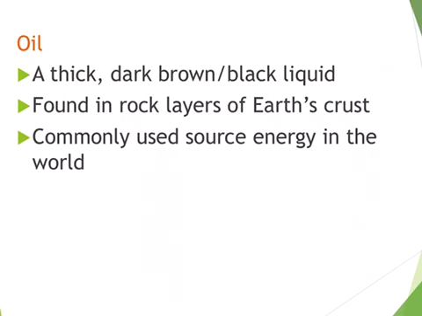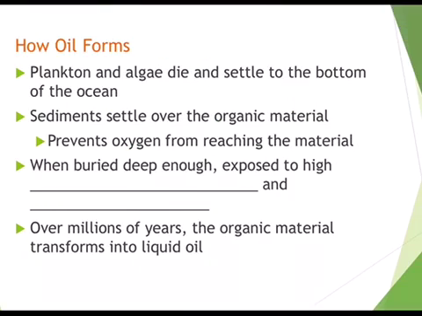So oil is a thick, dark brownish black liquid, and it's found in rock layers in Earth's crust, and it's a commonly used source of energy throughout the world. And so, again, it forms by plankton and algae dying. Plankton are almost microscopic creatures in the ocean. And they die and settle to the bottom of the ocean.